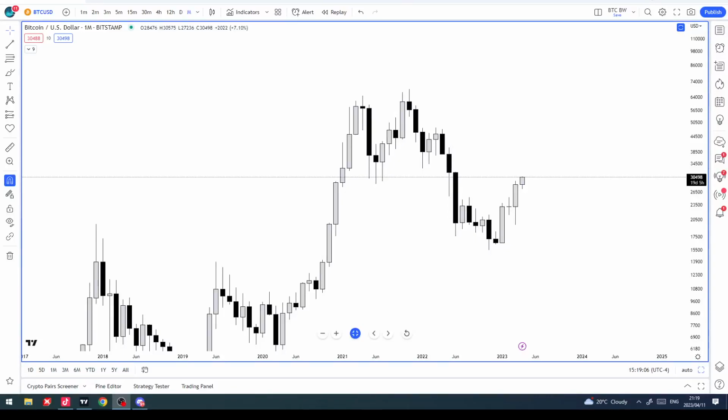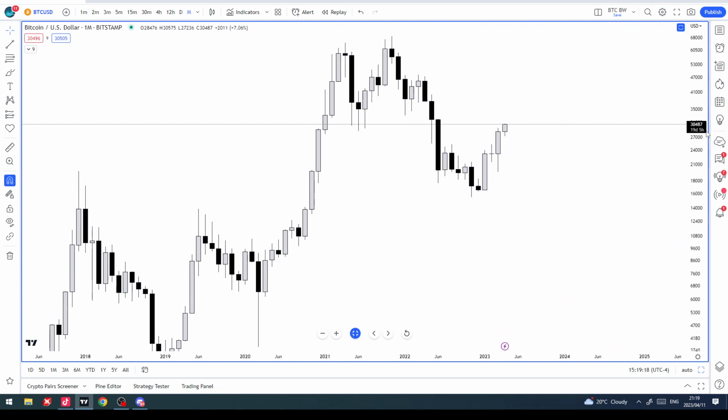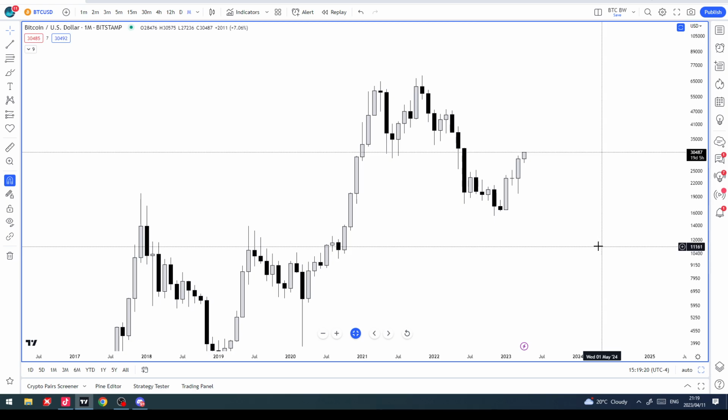Try and keep it short and sweet today. Right, let's start off with the fresh BTC chart.